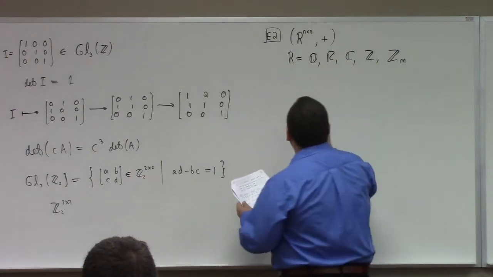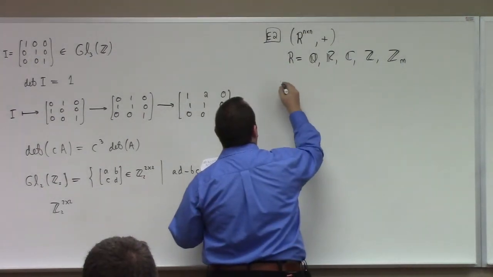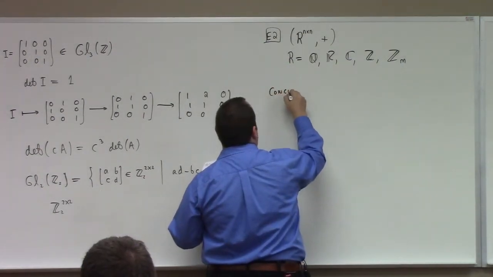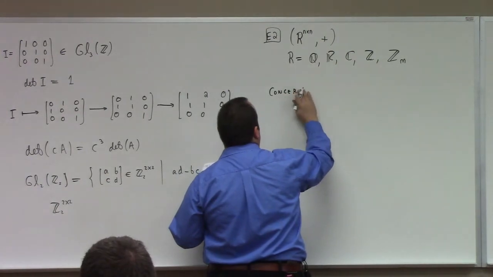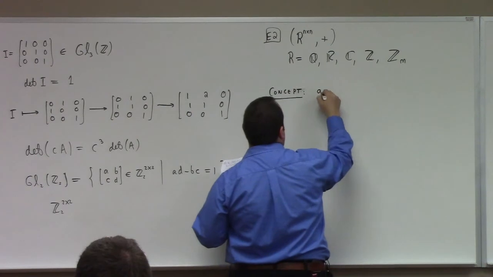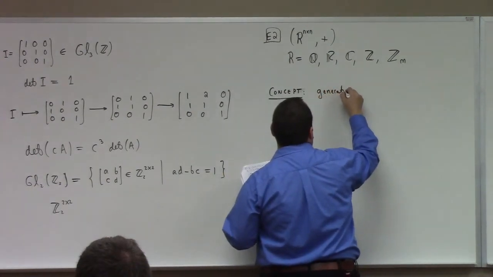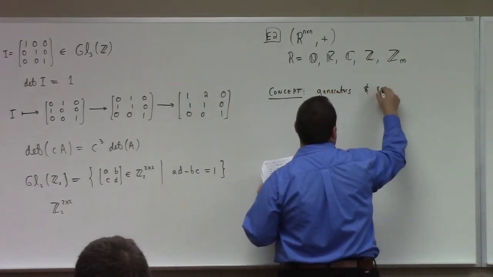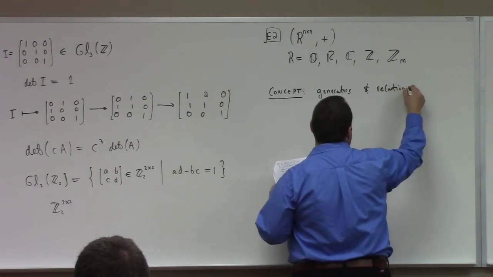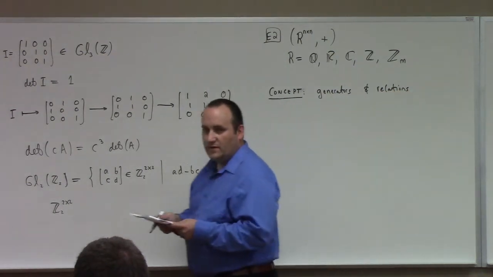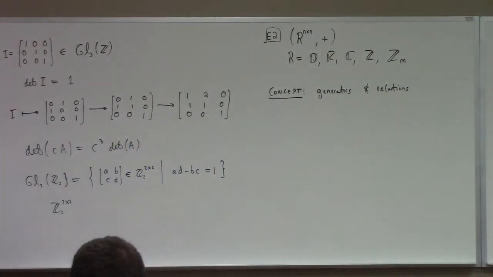Great. So our next family concept I want to try to get at, I'm trying to illustrate in the next few examples, is the concept of generators and relations. In other words, that we can describe the structure of a group by stating it in terms of generators and relations.